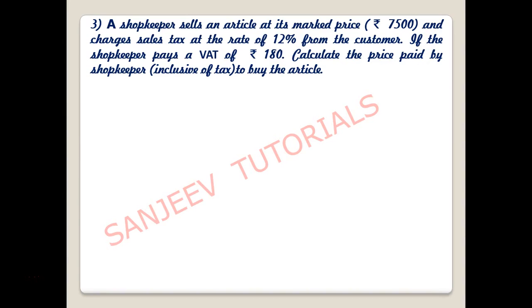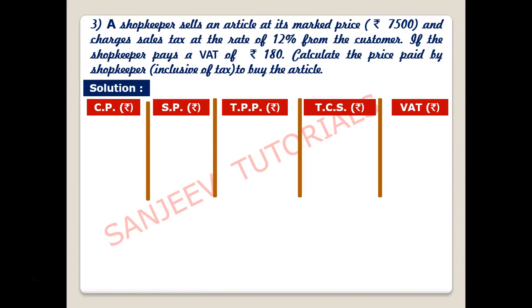Okay, question number 3. A shopkeeper sells an article at its mark price and charges tax at the rate of 12% from the customer. If the shopkeeper pays a VAT of rupees 180, calculate the price paid by the shopkeeper inclusive of tax to buy the article. In the previous two sums, cost price was given to us, selling price was given to us, and the question was to calculate VAT. Now in this question, we know selling price, we know VAT, and we have to calculate cost price. So the method almost remains the same as the previous two sums.